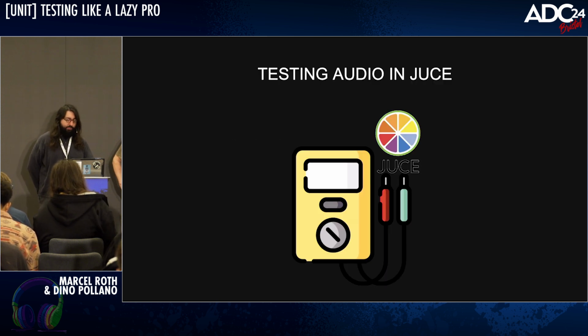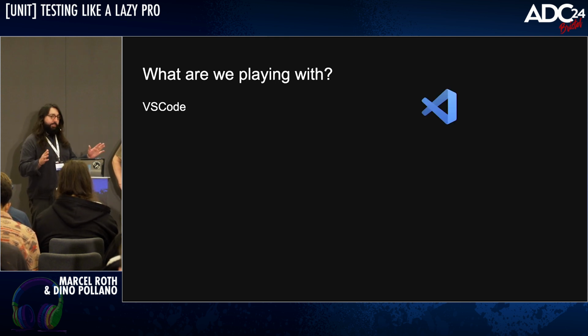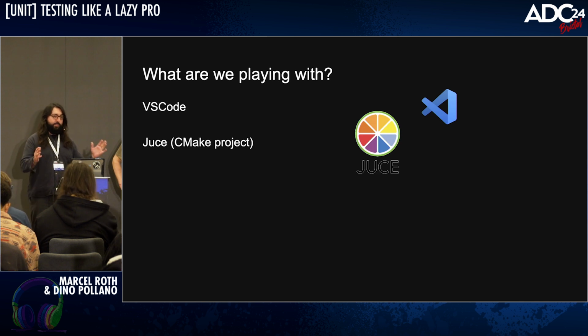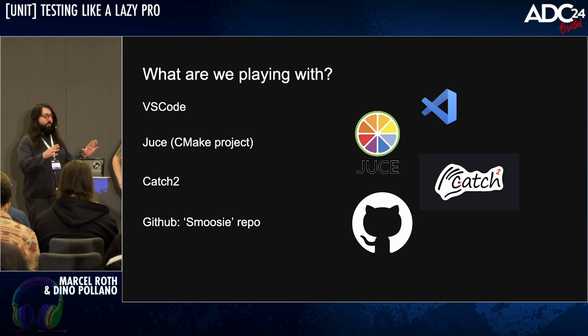So, testing audio in JUCE. What are we using in our demo? We're going to be using VS Code. We're trying to keep it accessible for everyone. So VS Code, JUCE, there's a CMake project, and we're using Catch2. This will all be on a repo that Marcel will be putting up.